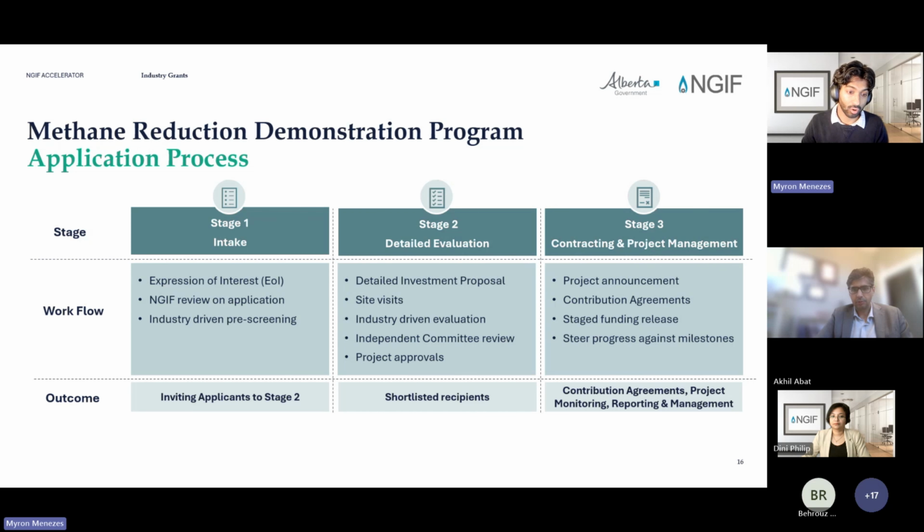Once that's done, we gather all the industry evaluators in one room, collect scorecards, and make a collective decision as a group on who we want to invite for a deeper due diligence in stage 2.